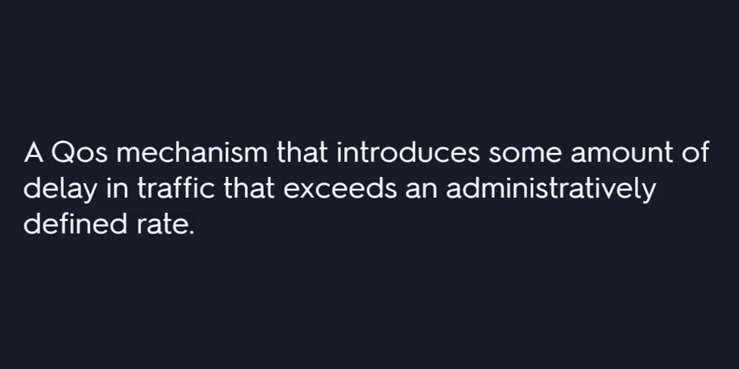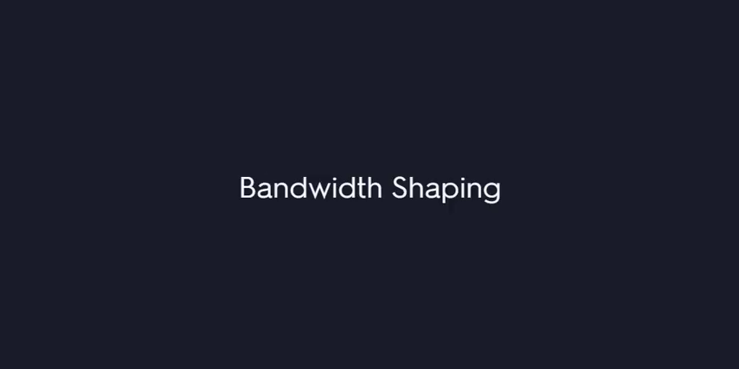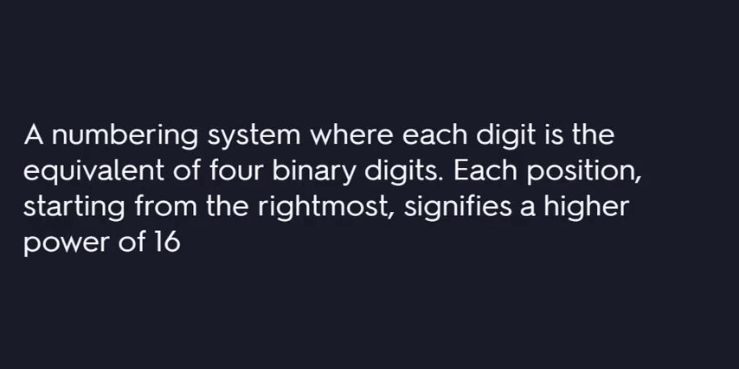Bandwidth shaping: a QoS mechanism that introduces some amount of delay in traffic that exceeds an administratively defined rate. Base 16 numbering system: a numbering system where each digit is the equivalent of 4 binary digits. Each position, starting from the rightmost, signifies a higher power of 16.